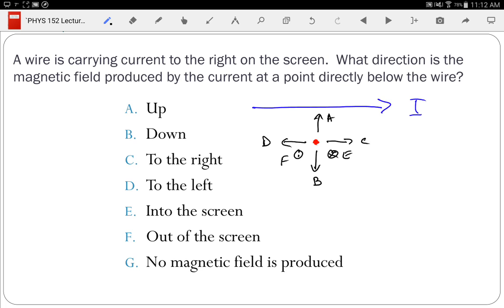What was that? E is a circle with an X in it. Yeah, it's supposed to be the fletchings of an arrow going away from you. So it means going away. Okay. We still have a handful of people. Okay.